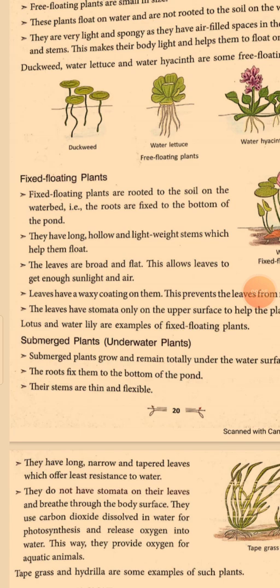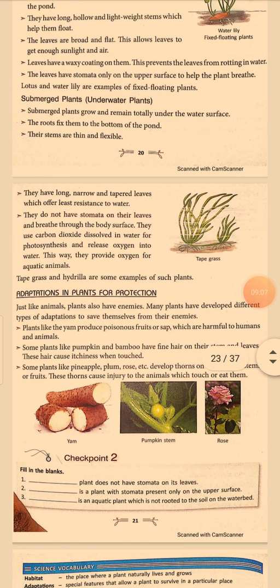Now let us read the other part. The other and the last topic of this chapter is adaptation in plants for protection. Now this is something very different. Plants adapt themselves for protection. Normally animals are doing something for their protection, but you see plants are also doing it.